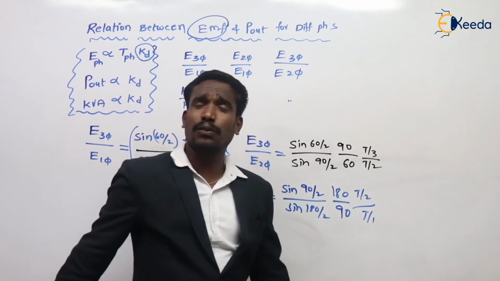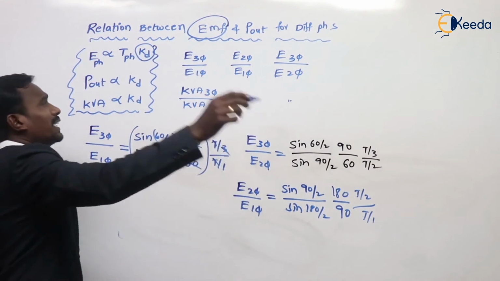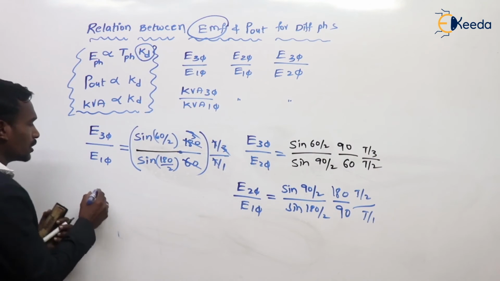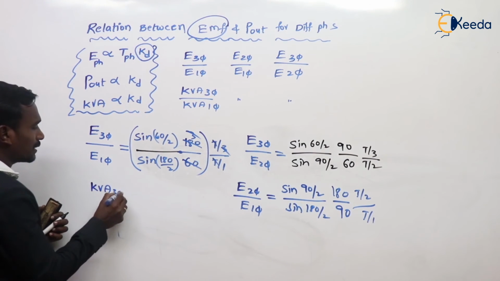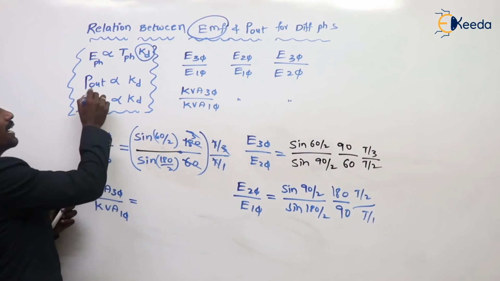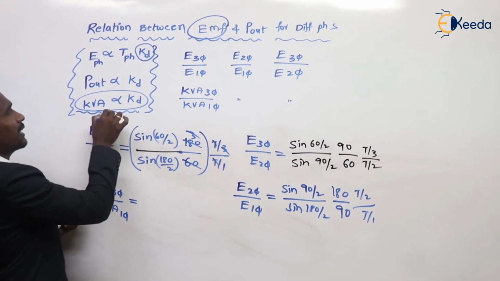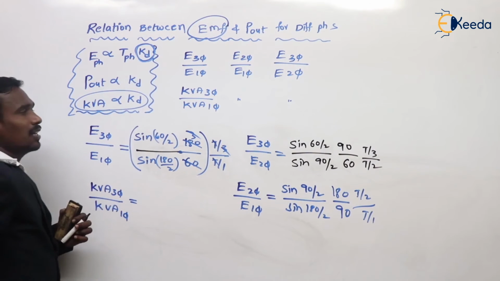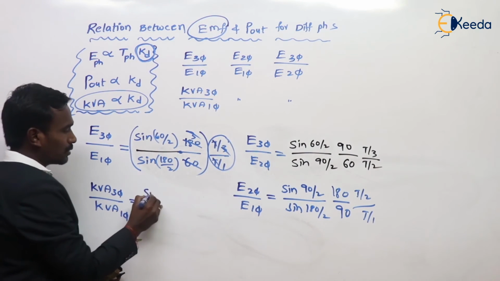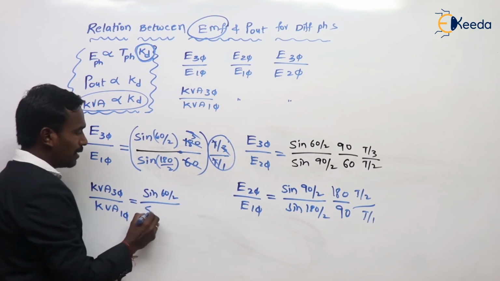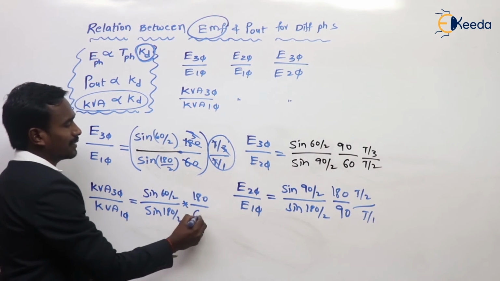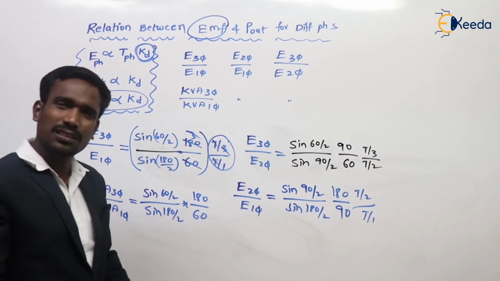If you know the relations between different phases, then the KVA rating is very easy. Nothing is there. For example, if they ask you the KVA rating for 3-phase to the KVA rating for single phase, the KVA rating or power output only depends on KD. We should take only KD, no need of tons. So tell me how for 3-phase: sine 60 by 2 upon sine 180 by 2, with 180 in the numerator and 60 in the denominator. That's it. This is your answer.